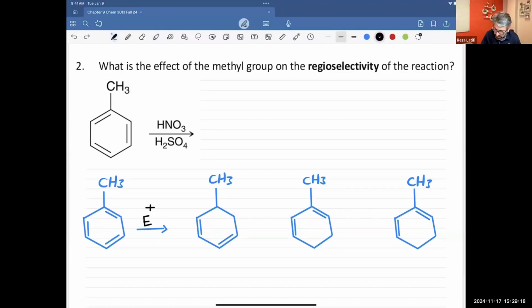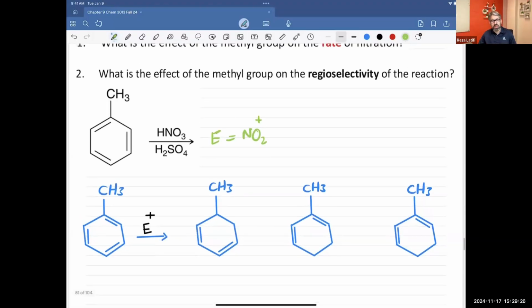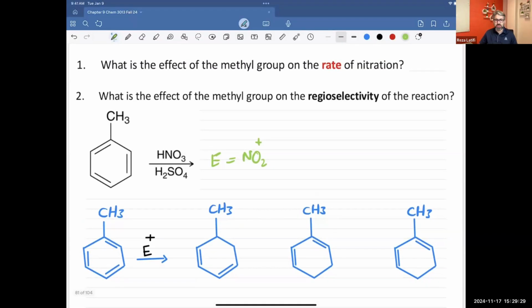First step of the reaction is going to be generating the electrophile, and our electrophile is NO2 with a +1 charge. And we need to answer two questions: whether the reaction is going to be faster or slower than benzene, and the second thing is what's the ratio of the product we get? Do we get one or more than one type of product?